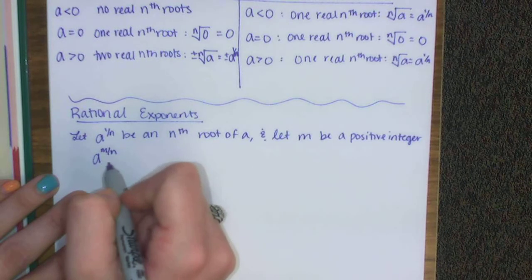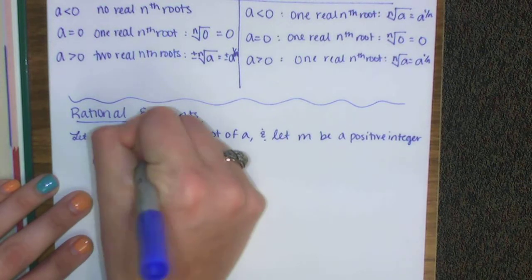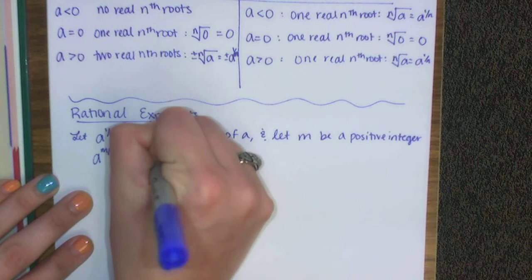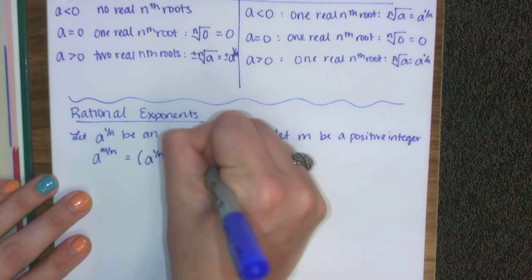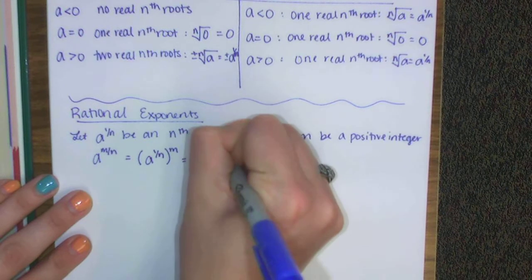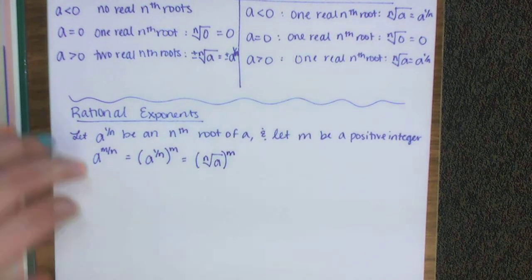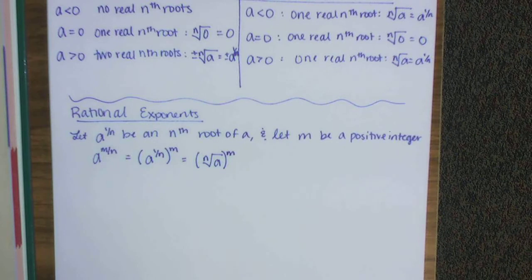The number on the bottom is the root that's being taken of it. So what this is going to look like is a to the 1 over n, all raised to the m, is equal to the nth root of a raised to the m. That's kind of the easiest way to write it there.